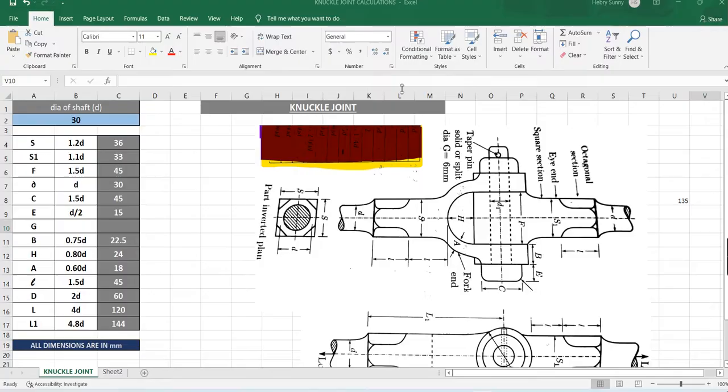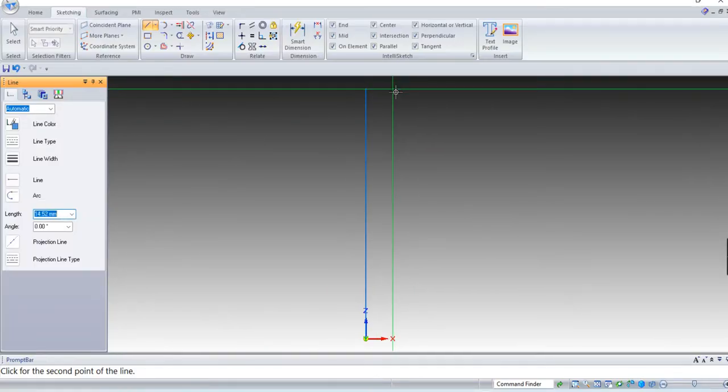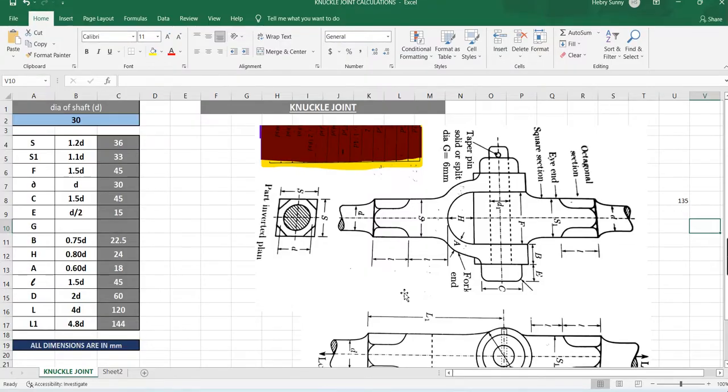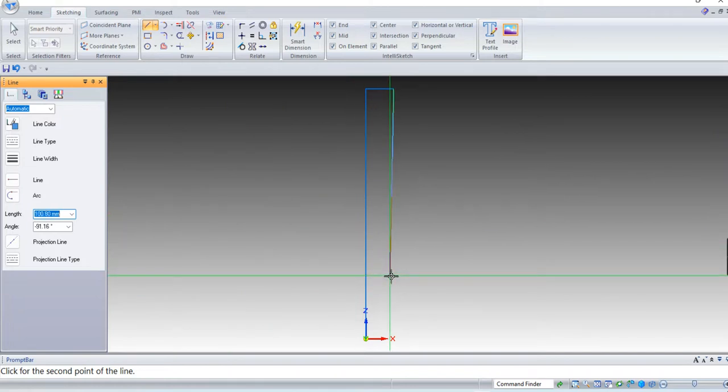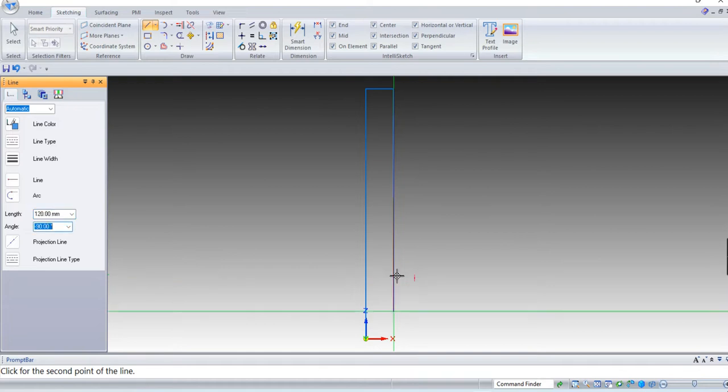Next, diameter D1 is 30 mm. Let us take half of it. 30 divided by 2 is 15 mm. Next, this is 135 minus E, that is 135 minus 15 mm. 135 minus 15, that is 120 mm.